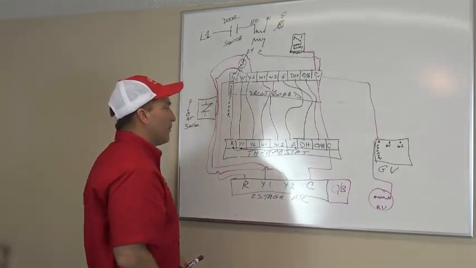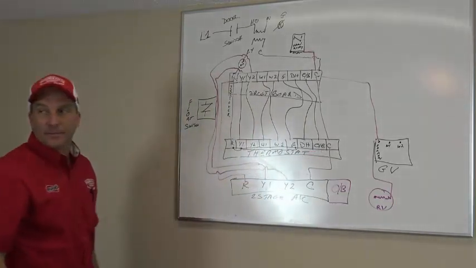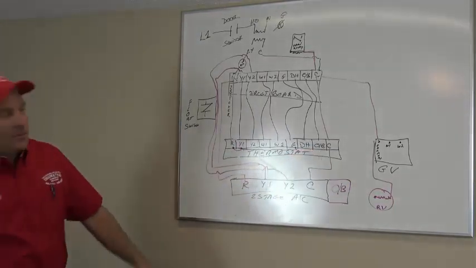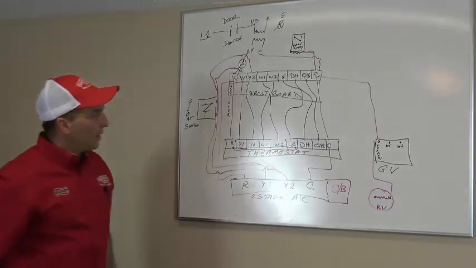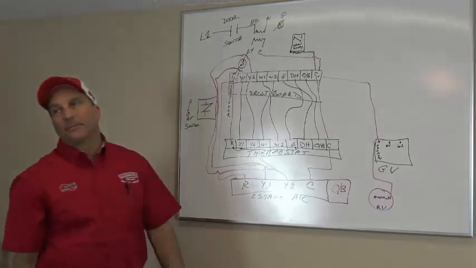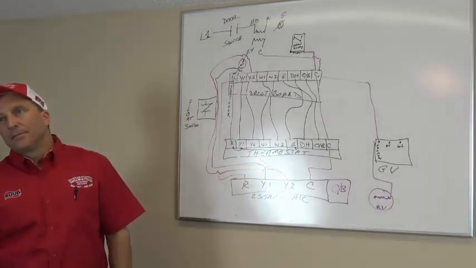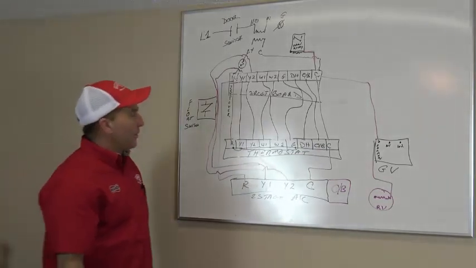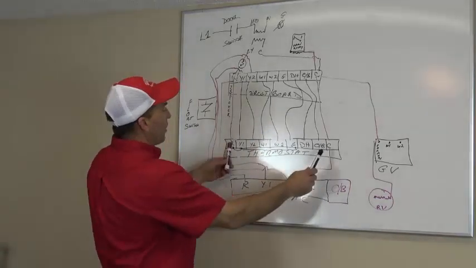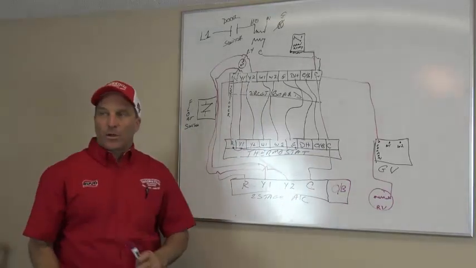So if I go from voltage from common to R, what am I reading? 24. Common to Y, what am I reading? 24. Common to G, 24. R to G, nothing. Same line. Read nothing. Okay? So we just turned the air conditioning system on, and I brought common to R, common to Y, common to G, all reading 24 volts from common to each one of them, right?